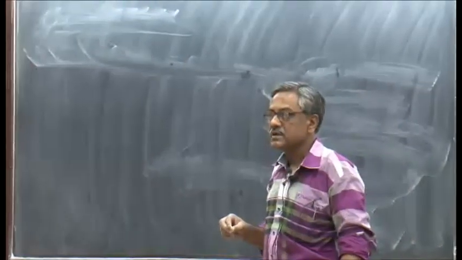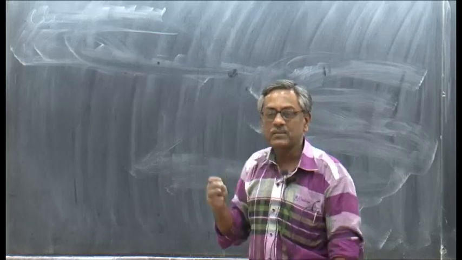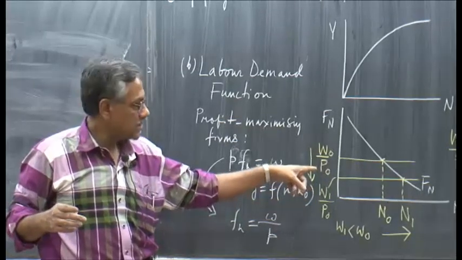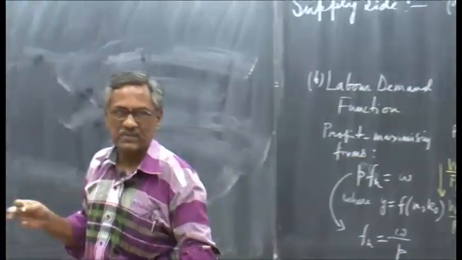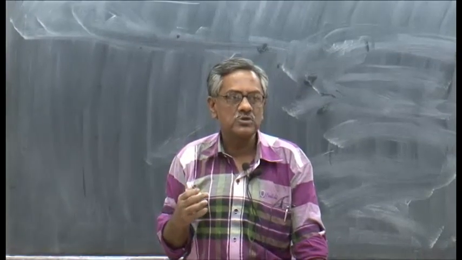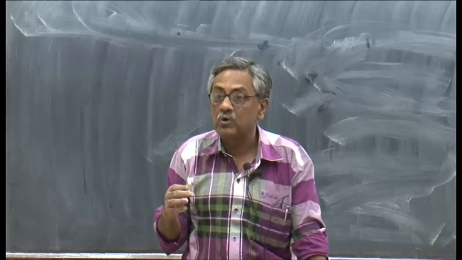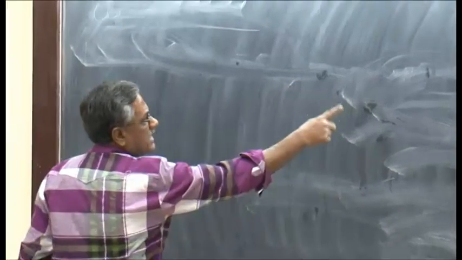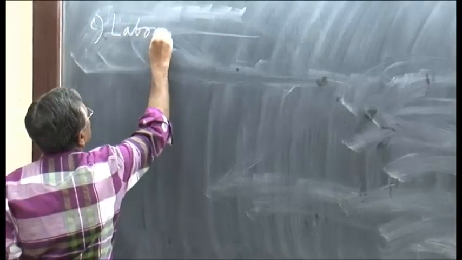Like the demand and the supply function, both are drawn against prices. The labor demand function, Fn, is drawn against W over P. So we would like the labor supply function also to be drawn against W over P. Can we think about some microeconomic theory to explain how labor supply would change with W over P? That's the question we have. So part C, the labor supply function, is something I am going to work upon.